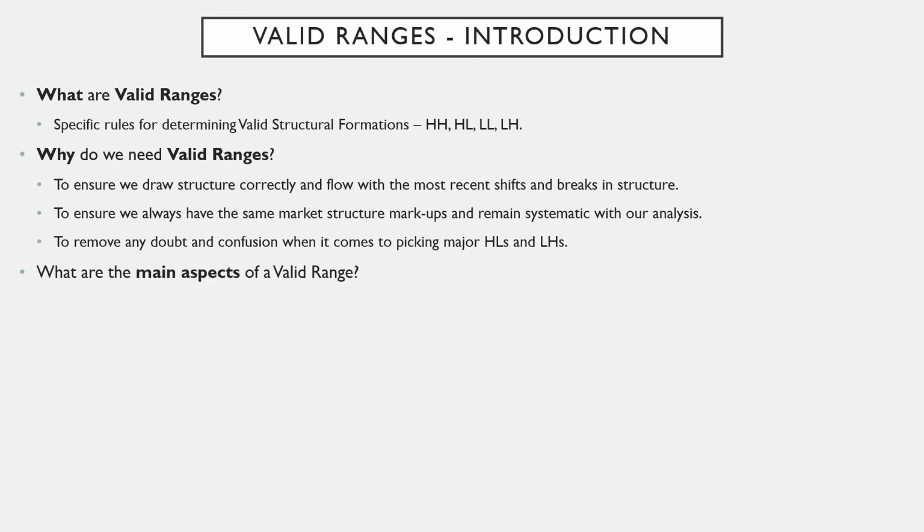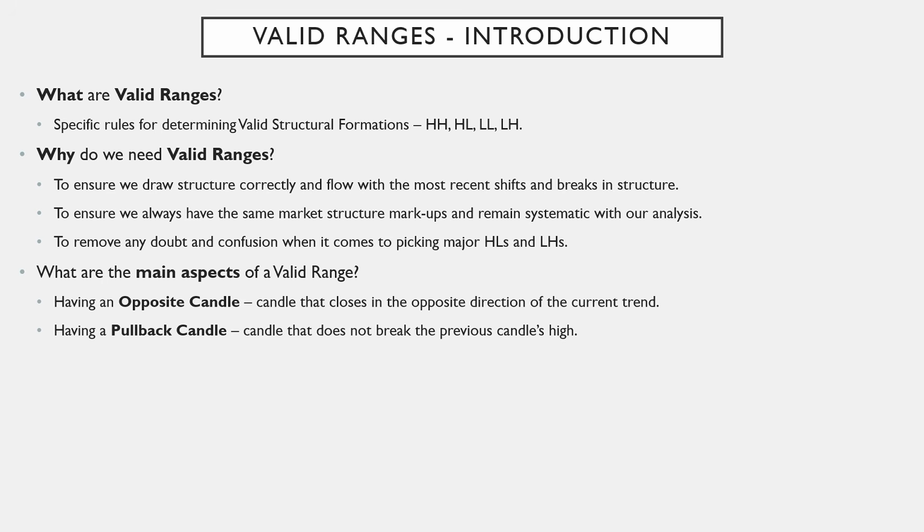So you might ask, what are the main aspects of a valid range? We're going to cover all of these, but they simply consist of two things. Having an opposite candle. So that is a candle that closes in the opposite direction of the current trend. So if we're having a bullish push, we need a bearish candle. If we're having a bearish push, we're going to need a bullish candle. Quite simple. And also having a pullback candle. So that is a candle that does not break the previous candle's high or the previous candle's low.